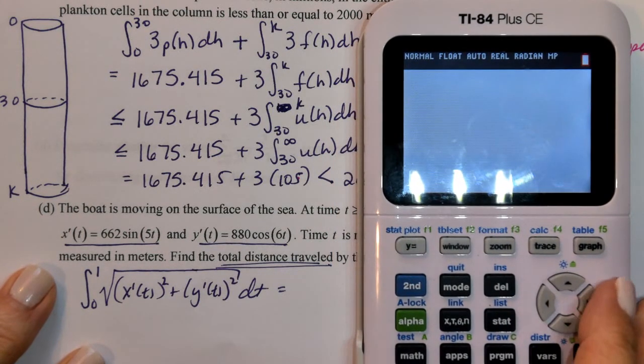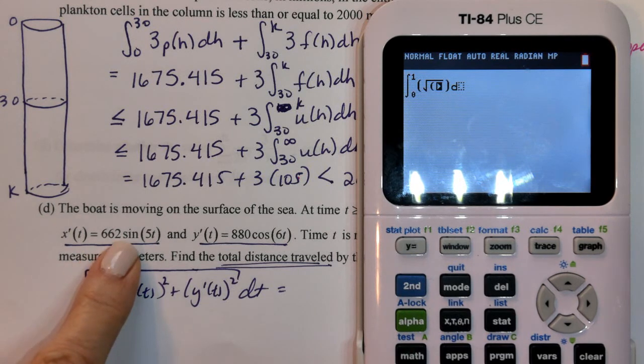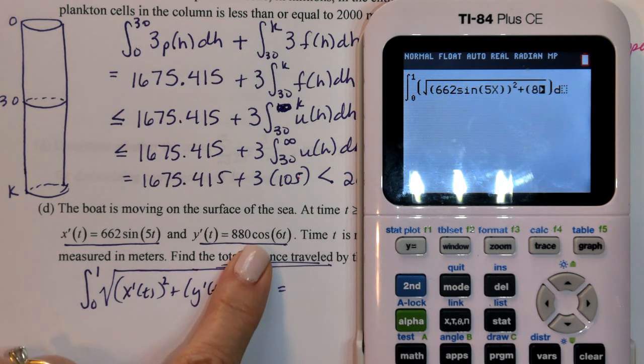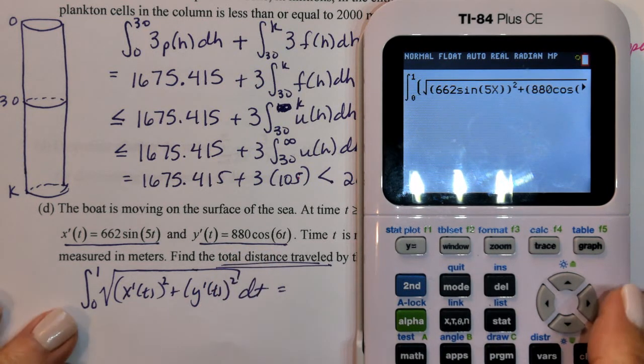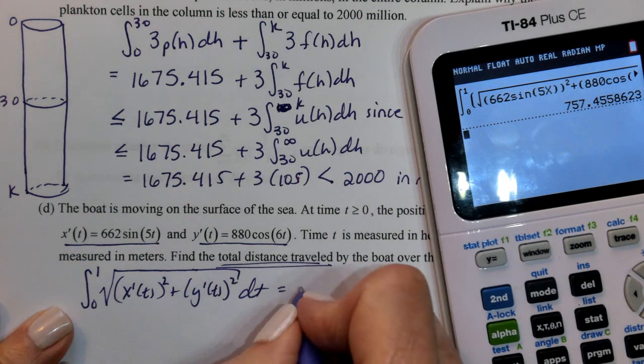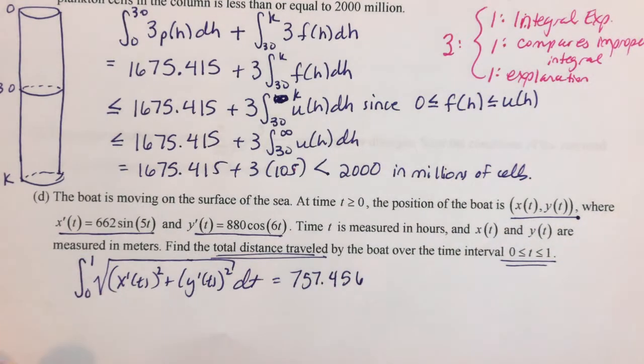Okay, so math 9, 0 to 1, square root. I need to square x prime, so I'm going to carefully do that. Sine of 5t, close the parentheses on x prime, and then square that, plus my y prime, close the parentheses on that, square it with respect to x. Practice, practice, practice putting things in your calculator, you guys. We get 757.456. They didn't ask for units, so I'm not going to give them.